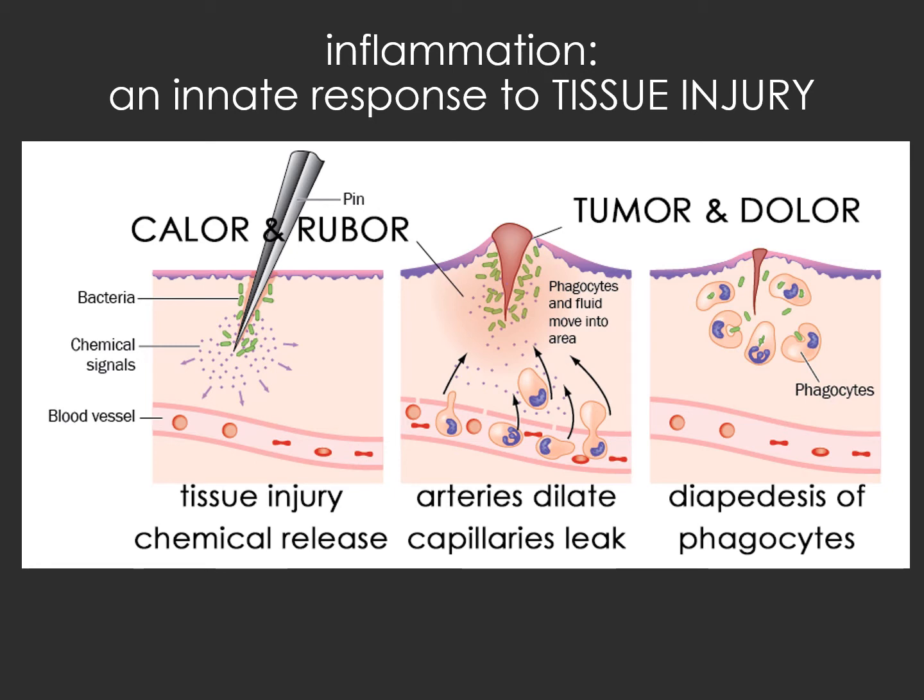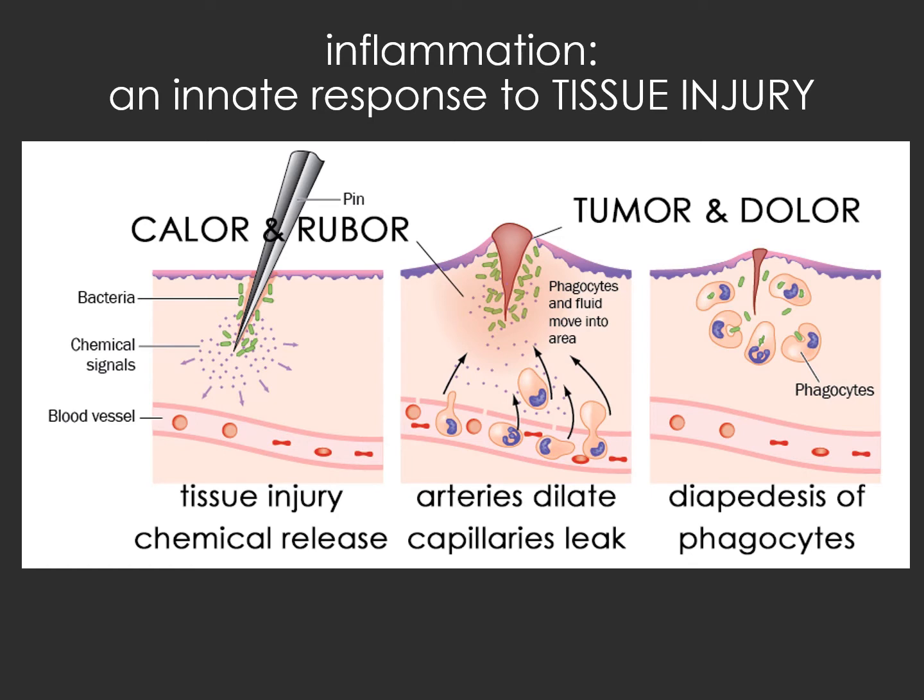So you'll notice in that middle picture, the arteries dilate and the capillaries leak in response to this chemical. So that chemical causes both of those things to happen. Now, how do we see that process occur? What do we notice as a sign or a symptom of this process? We notice 4 things, and those 4 things are listed for you across the top of this picture.